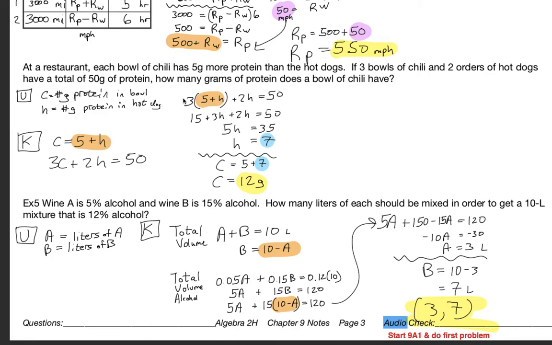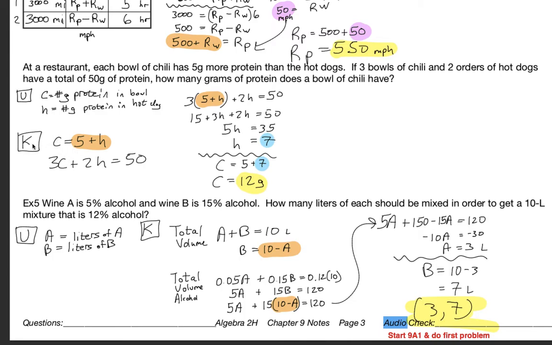So right off the bat, when I saw this problem, I thought to myself, I need to make sure I identify my unknowns. C is going to be how many grams of protein does a bowl of chili have? I don't know, so I'm going to make it a letter. I'm going to choose a letter from the alphabet, and what I'm looking for is going to be labeled with a C, the number of grams of protein in a bowl. And then H will be the same thing except for hot dogs.